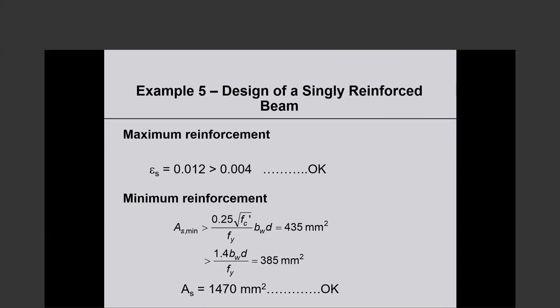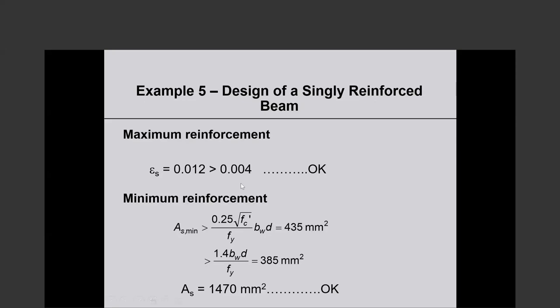Maximum reinforcement, remember now maximum reinforcement is stated like the net tensile strain shall not be any less than 0.004. Our net tensile strain was calculated as 0.12, which being larger than 0.004, we have not gone beyond the maximum reinforcement prescribed in ACI 318.